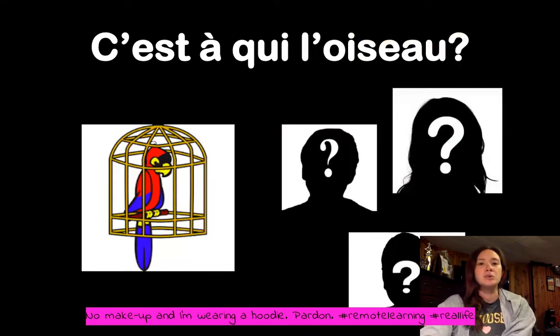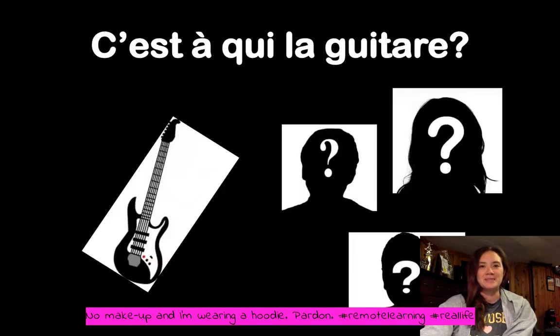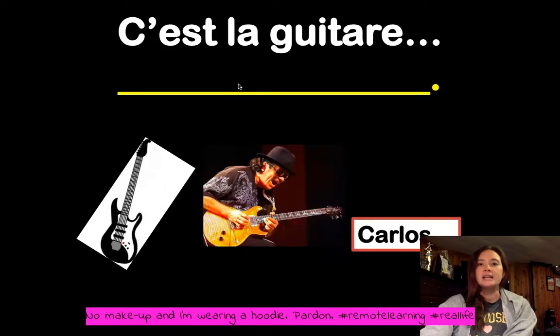Okay, let's go with l'oiseau. C'est à qui l'oiseau? Whose bird is it? C'est l'oiseau de Jean-Luc. Okay, so it's Jean-Luc's bird. Or it is the bird of Jean-Luc. Okay, ensuite, c'est à qui la guitare? Whose guitar is it? C'est la guitare.